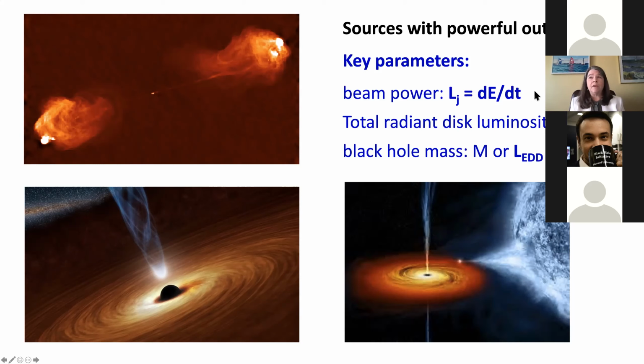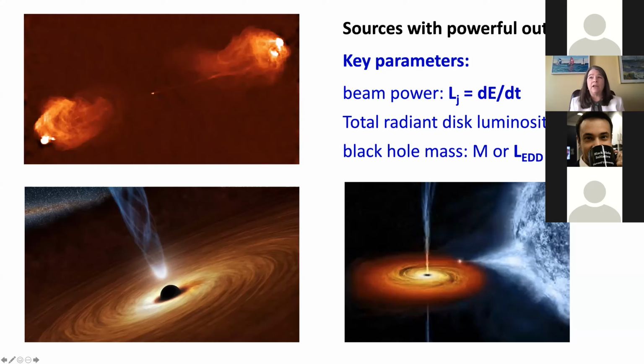I've used two different methods to determine the beam powers empirically for the results that I'll be showing you today. The total radiant luminosity of the accretion disks, so that's all of the electromagnetic energy released in the form of light from the accretion disk, is referred to as the bolometric luminosity of the disk. And there are several well-established methods to determine the bolometric luminosity of the disk.